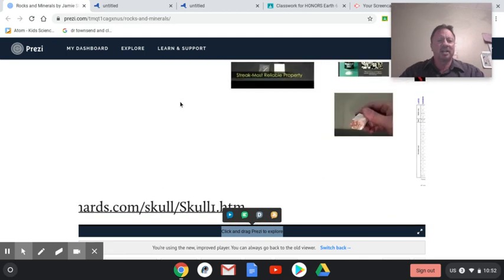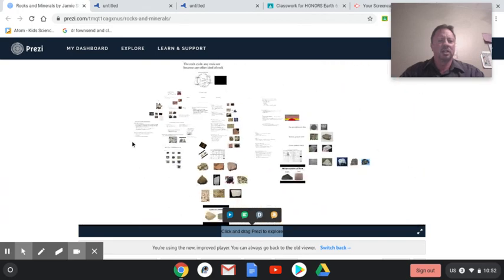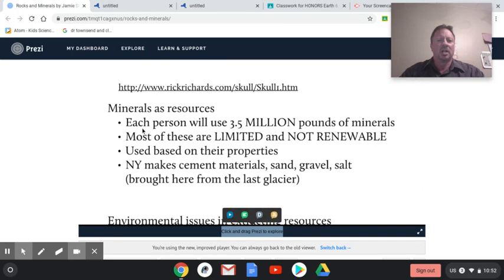A few extra facts I have down here underneath my skull thing right here. Each one of you, should you live a normal life into your 70s or 80s, will use 3.5 million pounds of minerals. It's kind of crazy to think about that. The last two spots on the notes, the second bullet point, notice it is capitalized. This is most likely going to be on the quiz or my test or the Regents. They love letting you know that most of these minerals are limited and not renewable. So once they're used up, that's it. We can't make more of them, and they're gone.